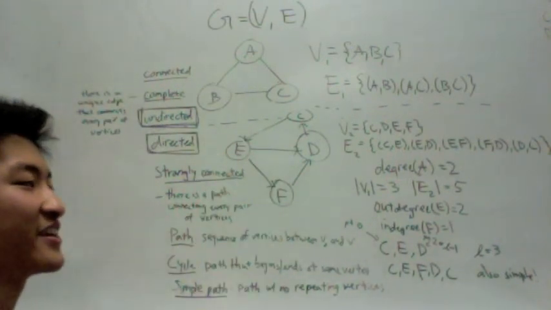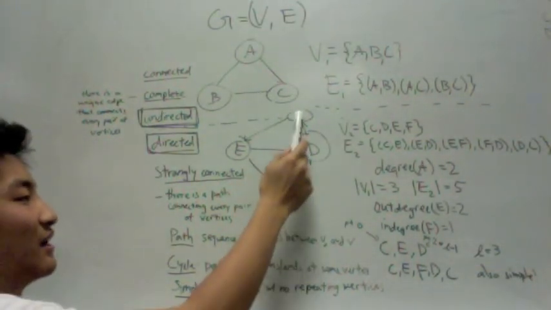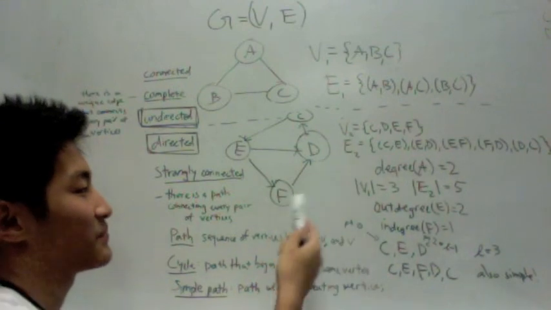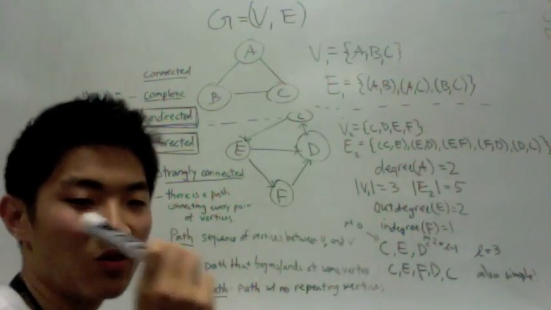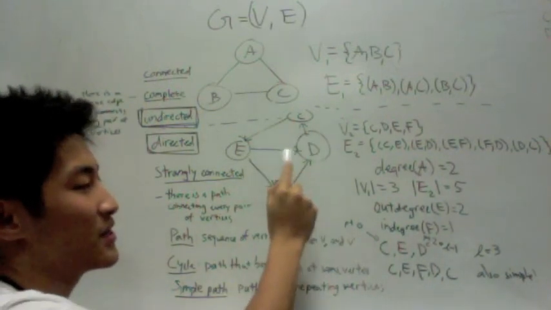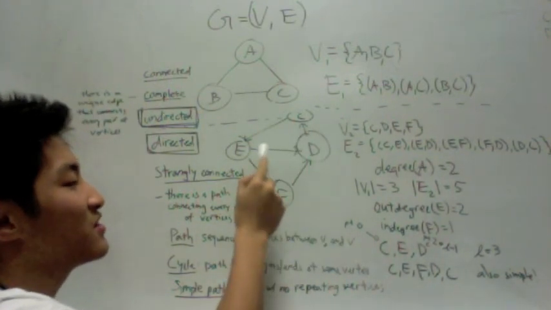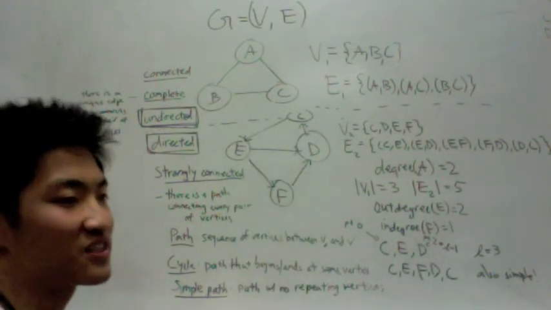Directed graphs are different in that each edge is associated with a direction. And so you have the vertex set being the same, C, D, E, F. However, the edges are ordered pairs. So you have CE, EF, ED, FD, DC, but not DE because there's no specific edge and arrow pointing from the origin D to the destination E.